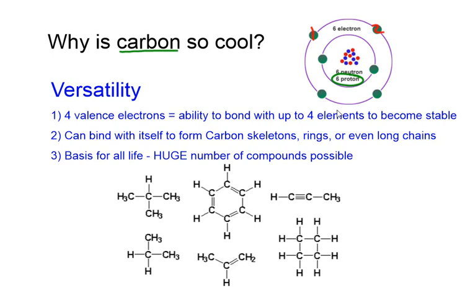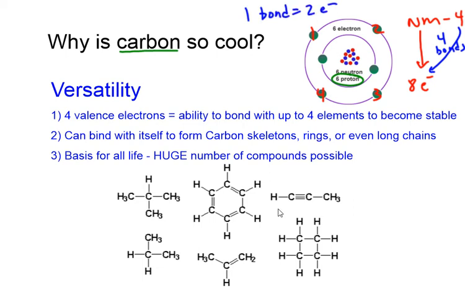Carbon has 4 valence electrons. Carbon is also a non-metal, which means it wants to get to 8 electrons. But right now, it only has 4. So to get to 8, we need to bond. And what carbon is going to do is make 4 bonds to get to 8. Because remember, 1 bond equals 2 electrons. Typically what happens is each atom will donate an electron to make the bond.